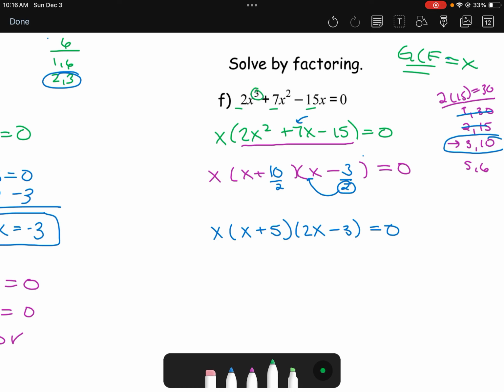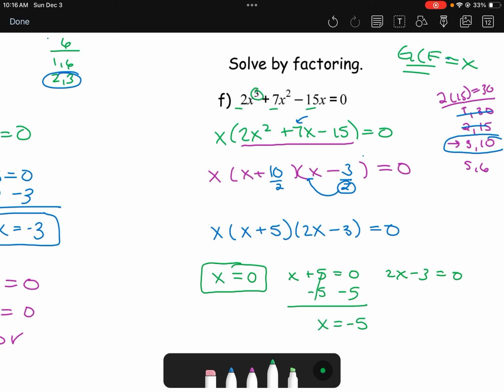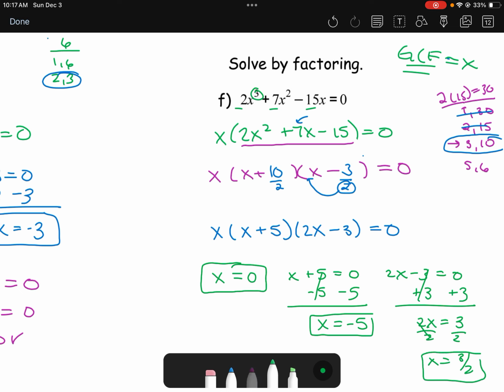Now this one, if you notice, the highest degree is 3, so it's a cubic, so you should have 3 solutions. So I'm setting each part equal to 0. Well, luckily for us, this one is solved right away. Okay, for this one here, I'm going to subtract 5, so x is equal to negative 5. And this one's a 2-step. And x is equal to 3/2. Okay, again, you could kind of see it here, x minus 3/2. My answer is a positive 3/2.